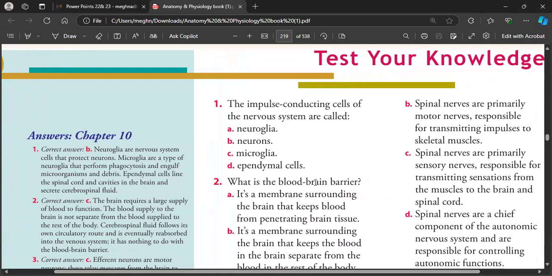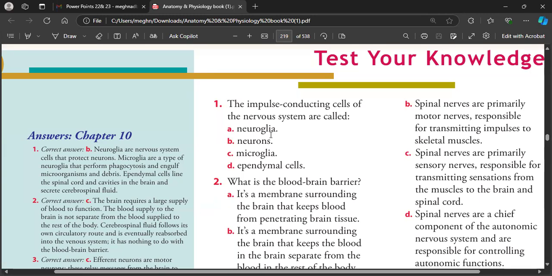Okay, so they said the impulse conductive cell of the nervous system is called neuroglia, neuron, microglia, or ependymal cell. The impulse conductive cell of the nervous system is always neuron. So neuron, not neuroglia. There are two different things. So the unit cell is neuron.